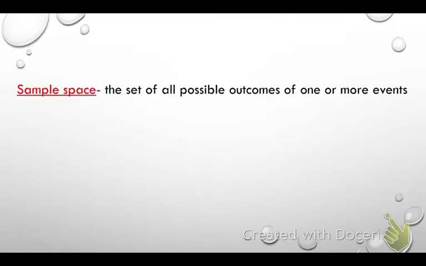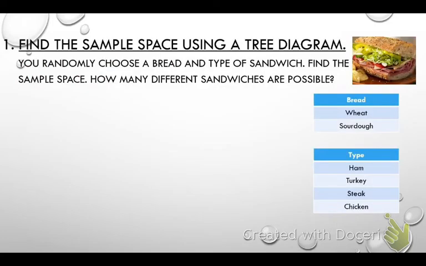First thing I want you to do is write down this vocab word, sample space. Here you can see a sample space says the set of all possible outcomes of one or more events. So basically, this creates a space for us to show what the different outcomes of an event are going to be.